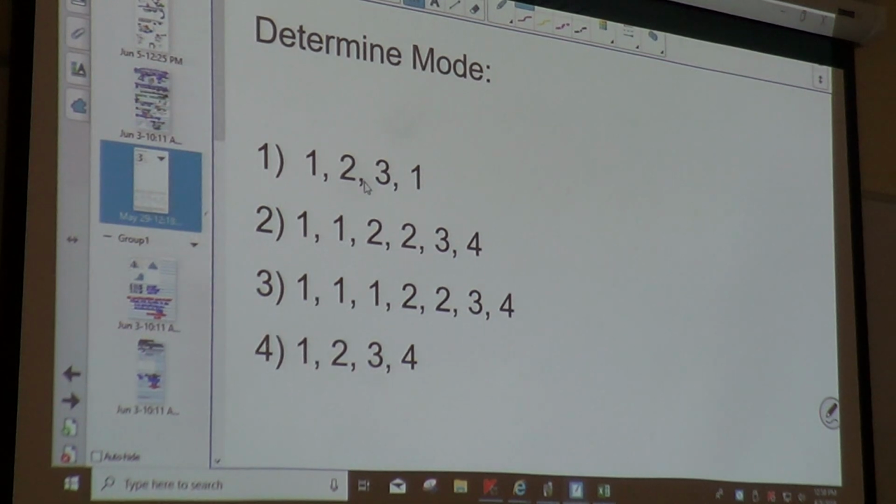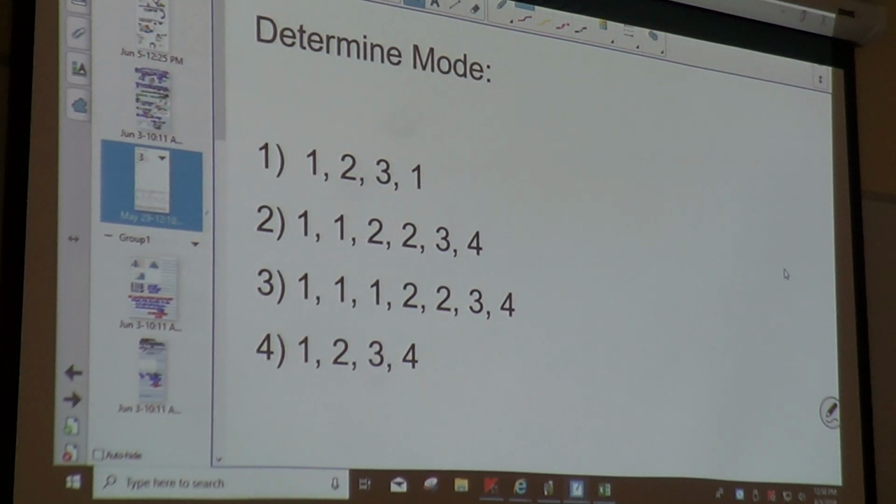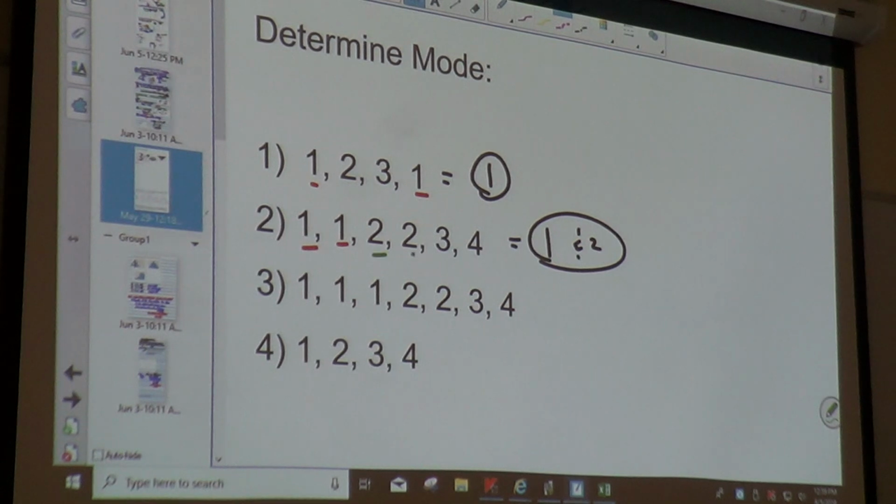All right, let's look at some mode problems. What's the mode of the first one? 1. Because 1 appears more than anything else. What's the mode of the second one? 1 and 2. Because 1 appears twice and 2 appears twice. What's the mode of the next one?